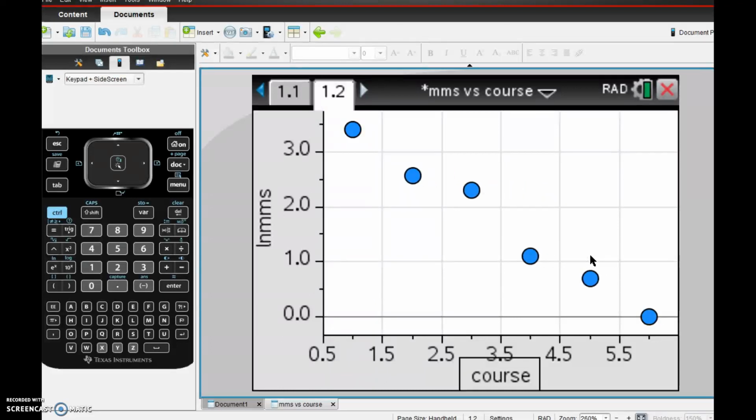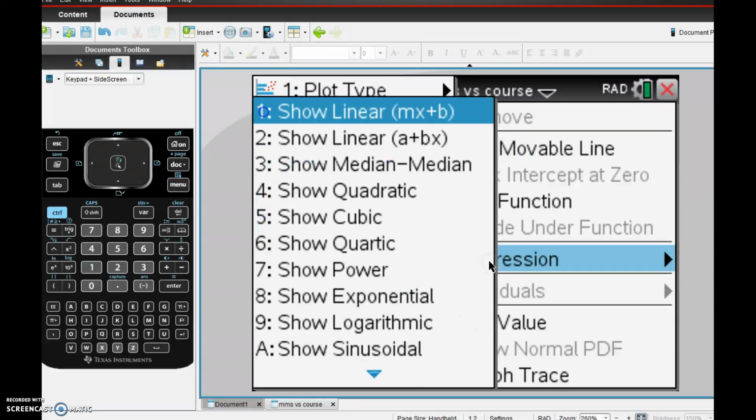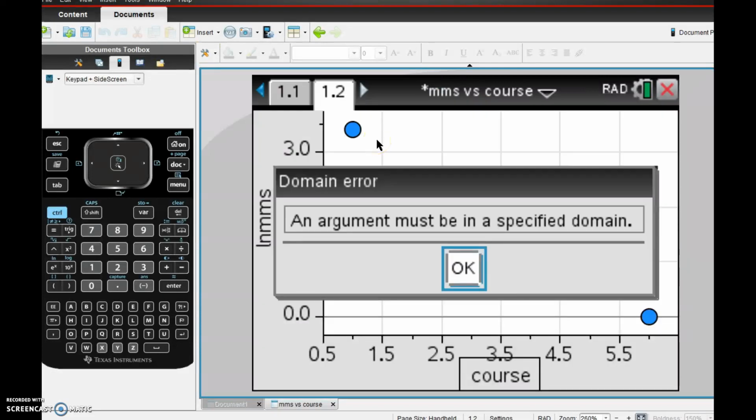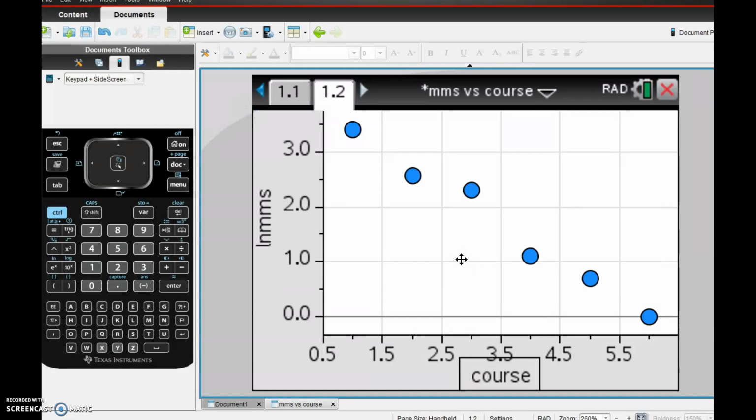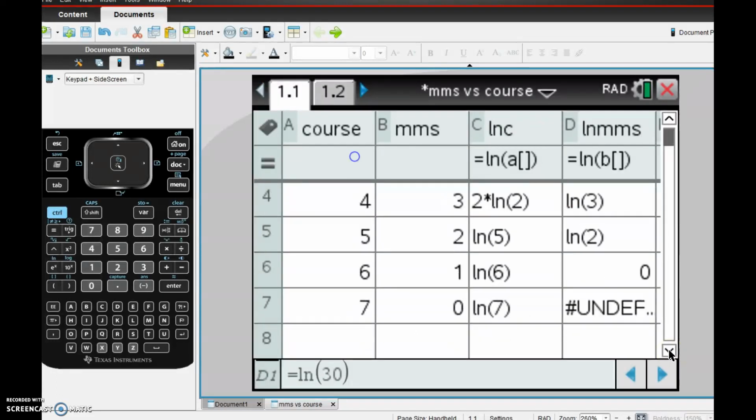So now we're good. So let's run the linear regression model on it, and I get an error. Argument must be in the specified domain. So first of all, I count 6 points: 1, 2, 3, 4, 5, 6. But I had 7 courses, so something's going on here. If you go down to the bottom, you can see it pretty easily. Why is this cell undefined? Because we tried to take the natural log of 0. So if this point is undefined, it just omits it whenever it goes to plot it.